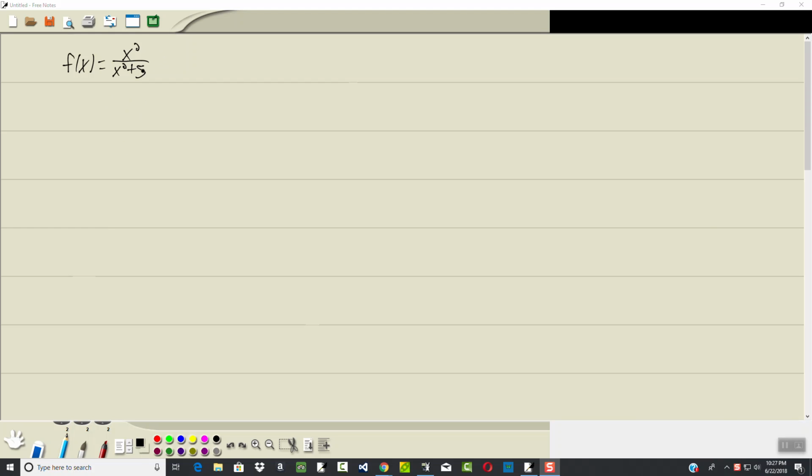Okay, let's take a look at this one. Now to find the derivative, I'm going to use the quotient rule again. So this will be P, this will be Q. Quotient rule because we've got something on the top divided by something on the bottom. P prime, the derivative of x squared is 2x. Q prime, the derivative of x squared is 2x, and the 5 drops away. And our formula is P prime Q minus P Q prime over Q squared.